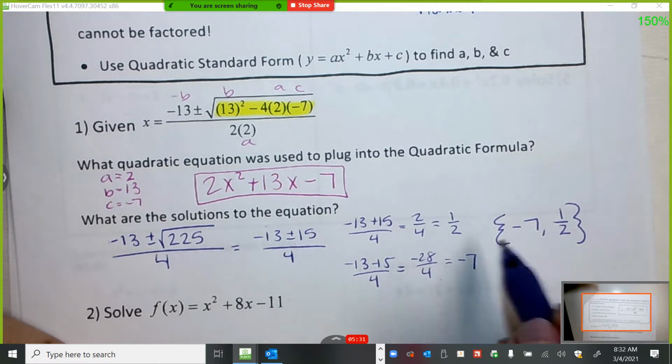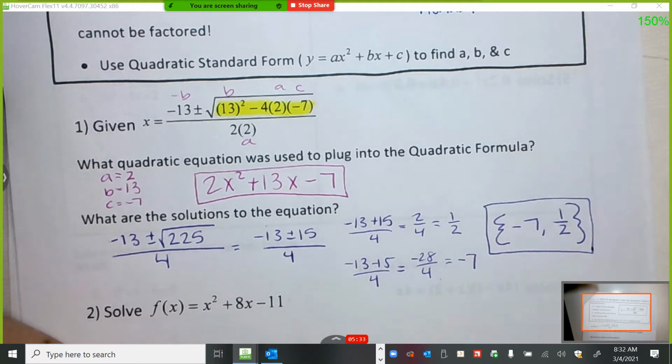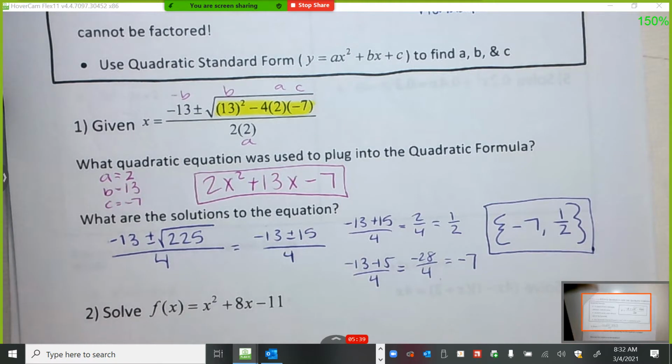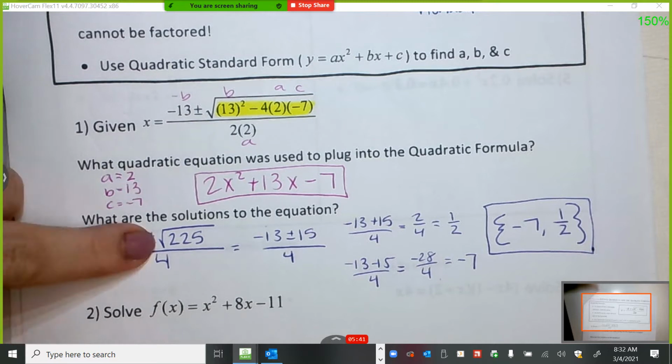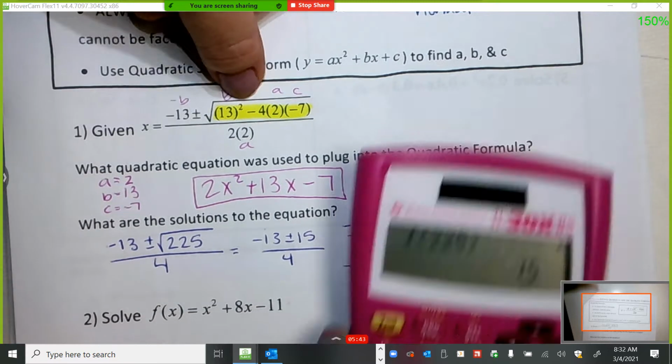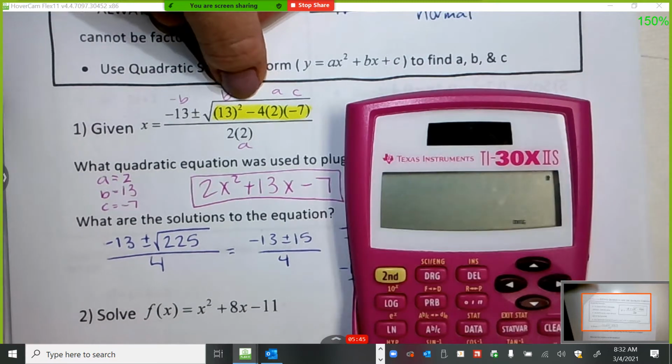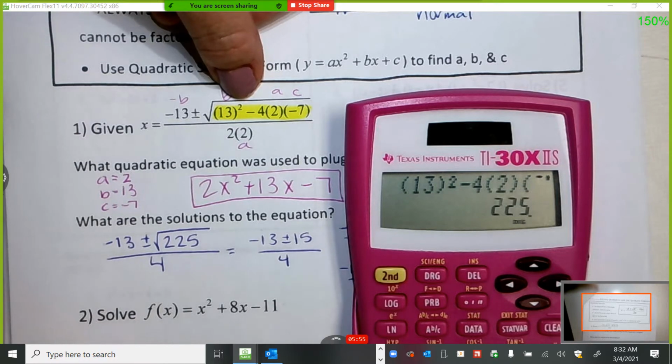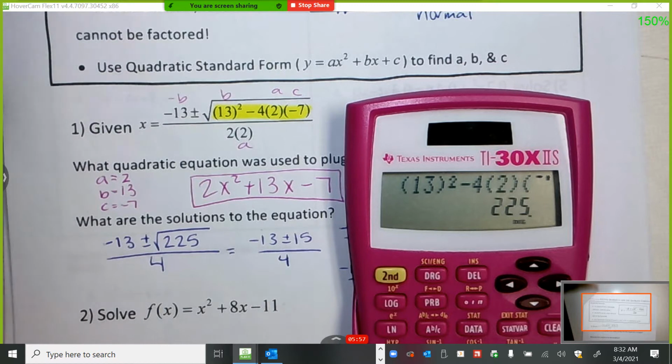On this one, you could have. But on the next two, you won't be able to. So that one was just kind of a practice, yes. How did it get to 225? I typed just what was in the house. So this 13 squared minus 4 times 2 times negative 7. So I did not include the house in that. I just did what was under it. Does that make sense? Okay.